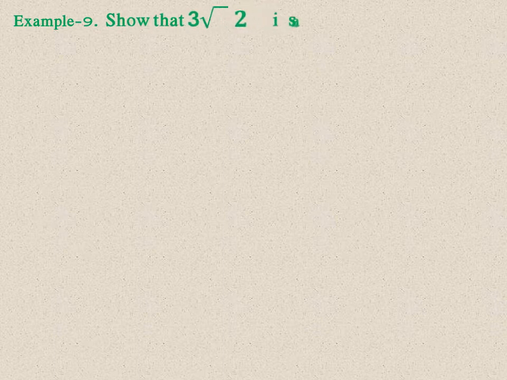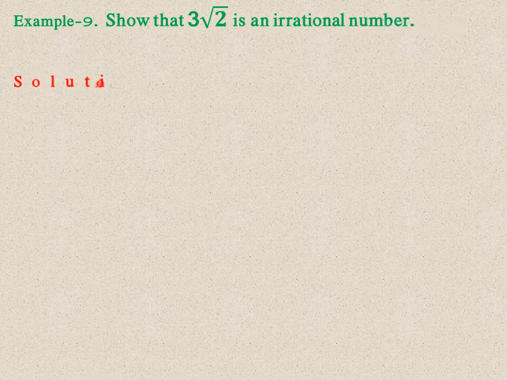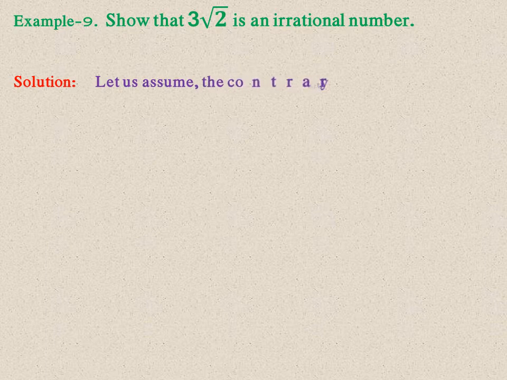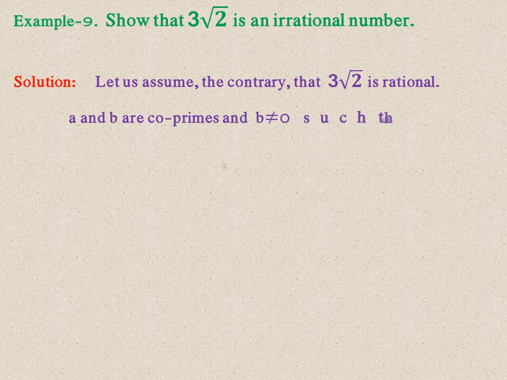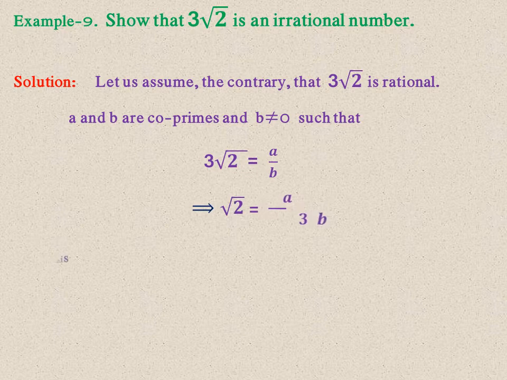Similarly, we take another example, example 9: show that 3 root 2 is an irrational number. So its solution: let us assume the contrary, that 3 root 2 is rational. So it is in the form p by q. Here we take a and b as co-primes and b is not equal to 0, such that 3 root 2 equals a by b.